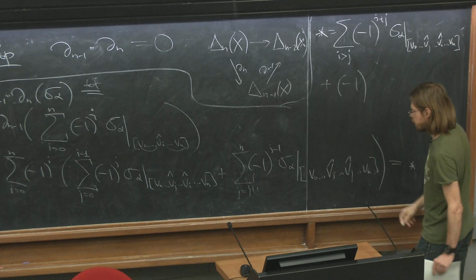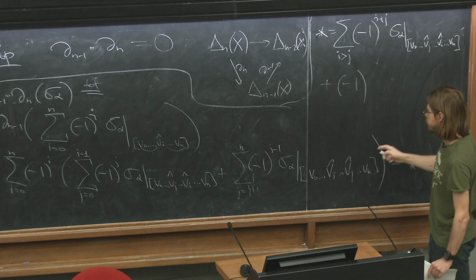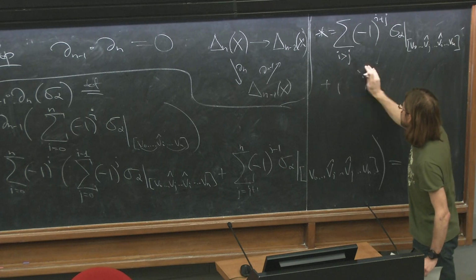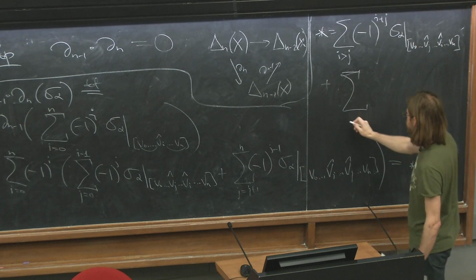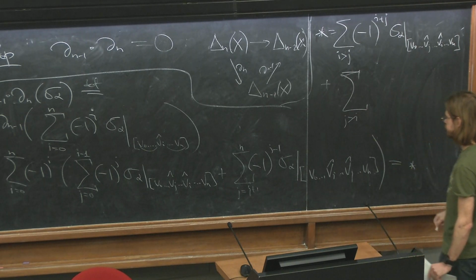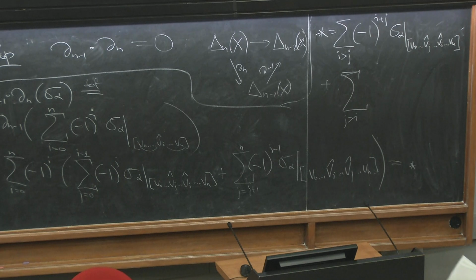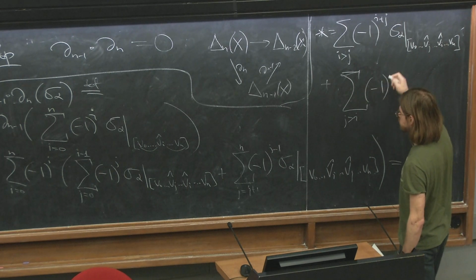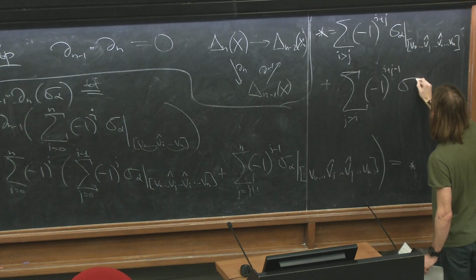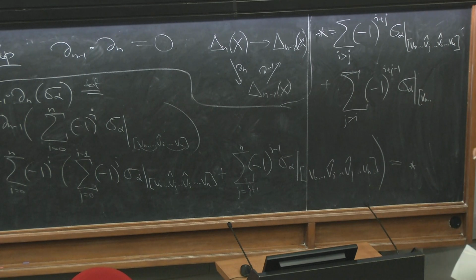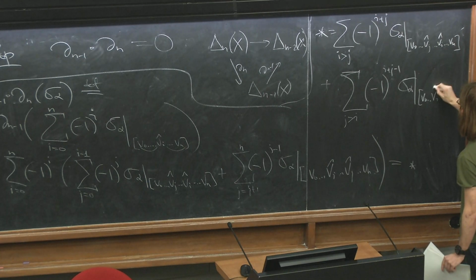And now I take this other term and again combine everything into a double sum. This will be a sum where j is greater than i, and the total sign is (-1)^{i+j-1}. And here σ_α is restricted to the subsimplex where I first remove v_i and then I remove v_j.